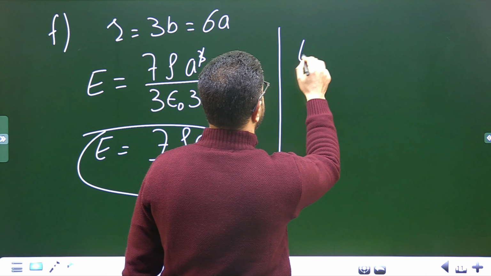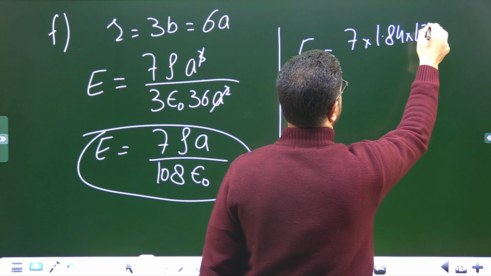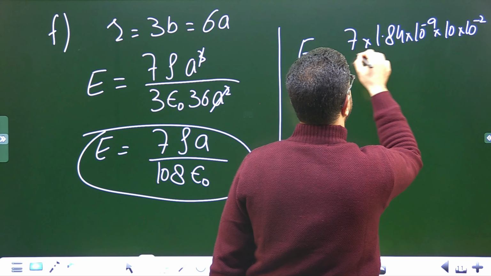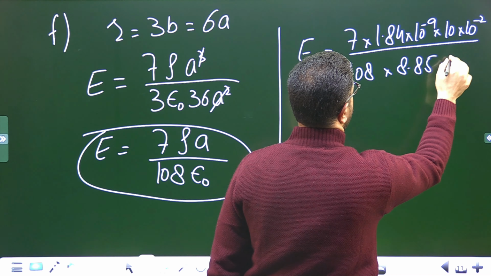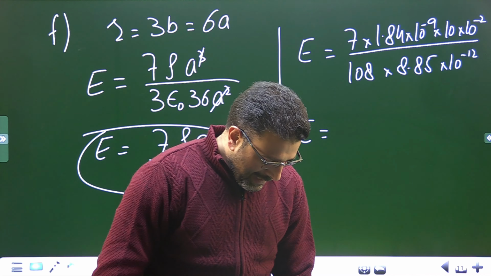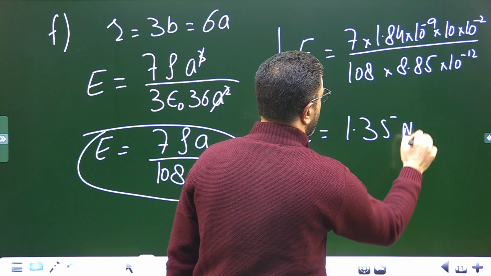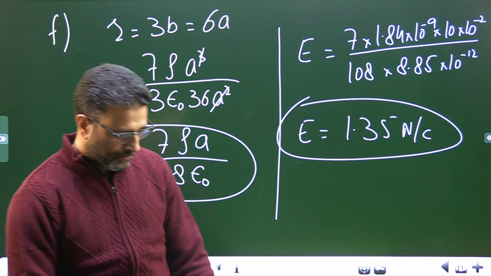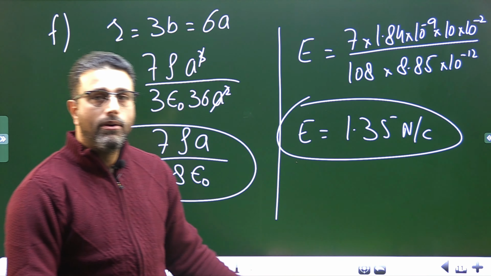Let's substitute the values. So E is 7 times rho, which, remember, was 1.84 nanocoulomb, so 10 to the power minus 9 coulomb per meter cube. A is 10 centimeters, so 10 to the power minus 2, divided by 108 times epsilon 0, which is 8.85 into 10 to the power minus 12. This comes out to be 1.35 Newton per coulomb. So this is the field outside it. That's all we're asked to find out. Fine, that'll do for this session.